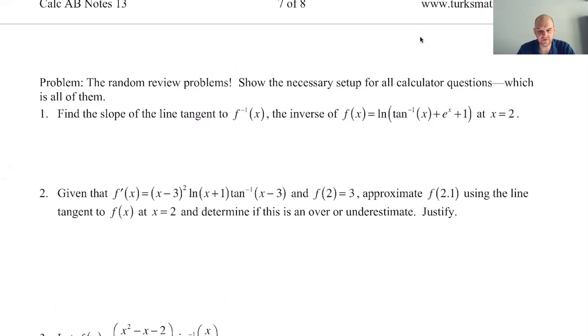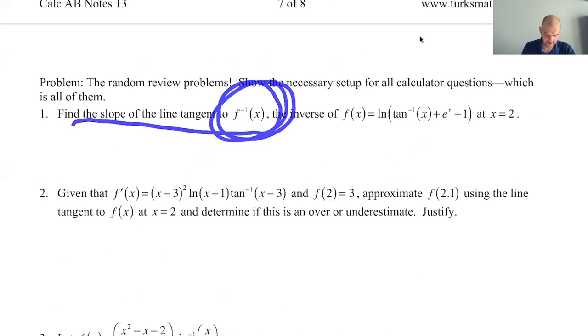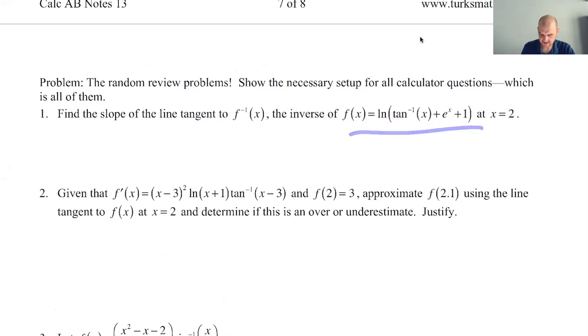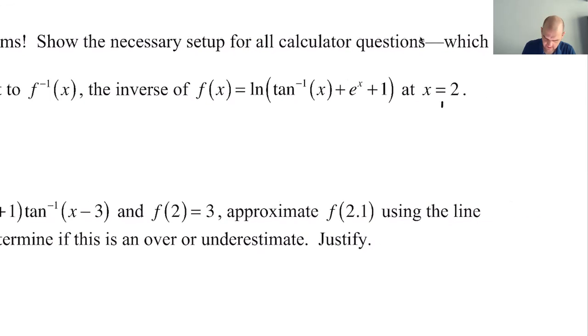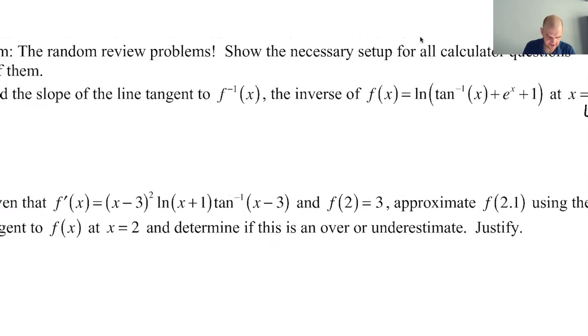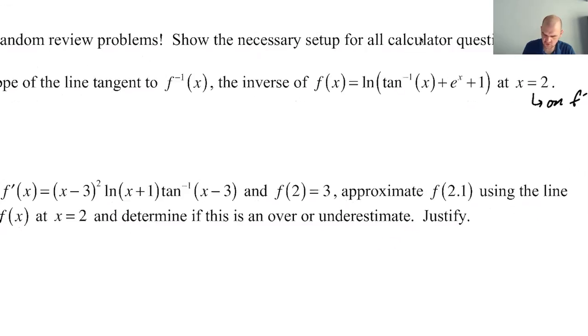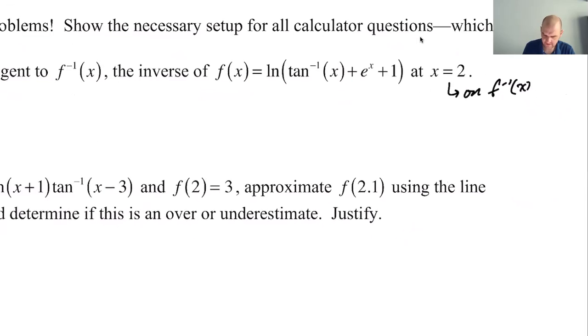Holy cow, this is really calculator. So, find the slope of the line tangent to f inverse, the inverse of f of x equals this crazy thing, at x equals 2. First thing to remember is that this is on f inverse, right? So f inverse has some sort of ordered pair that's 2 comma something, right?